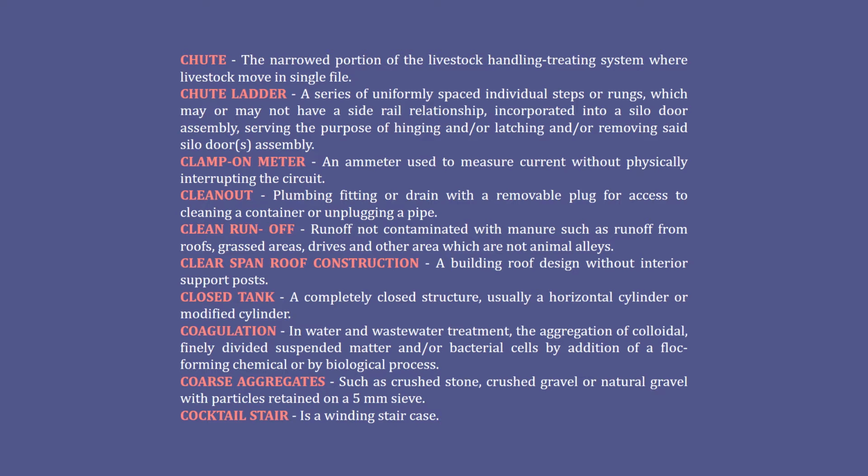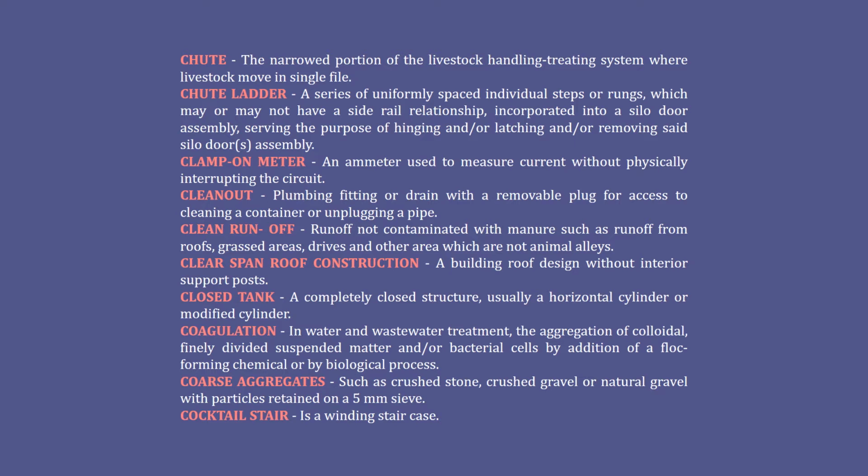Clamp-on meter. An ammeter used to measure current without physically interrupting the circuit. Cleanout. Plumbing fitting or drain with a removable plug for access to cleaning a container or unplugging a pipe. Clean runoff. Runoff not contaminated with manure, such as runoff from roofs, grassed areas, drives and other areas which are not animal alleys. Clear span roof construction. A building roof design without interior support posts.